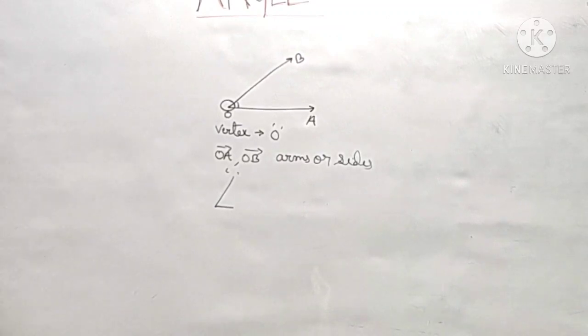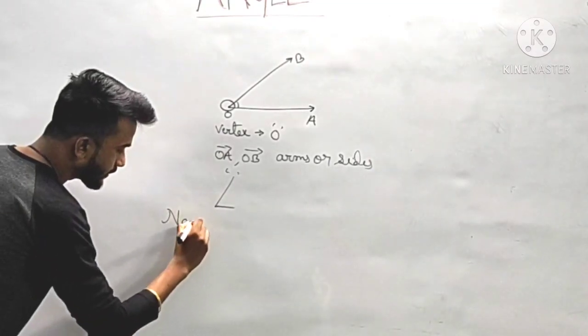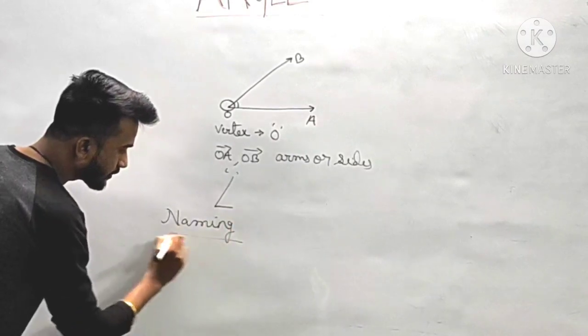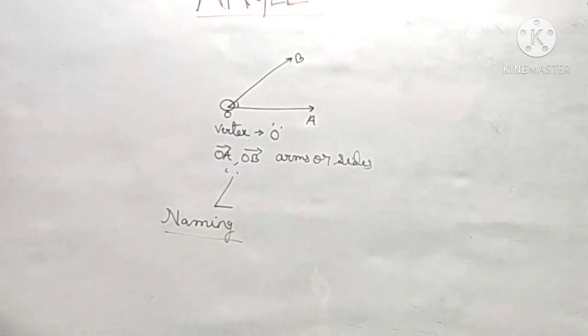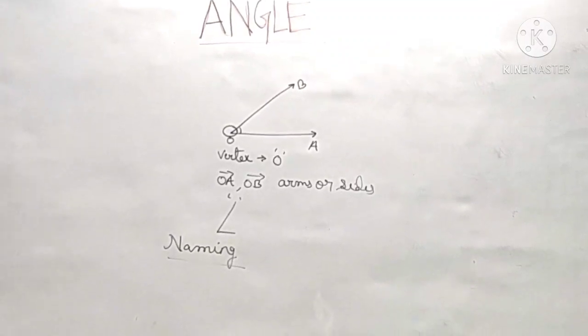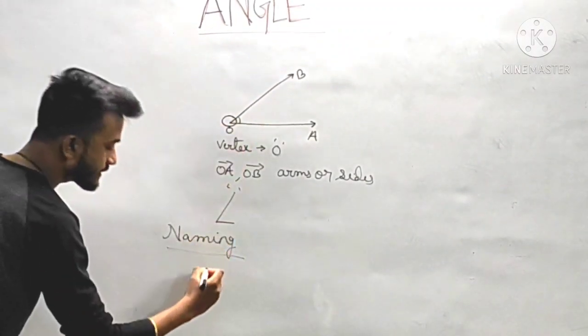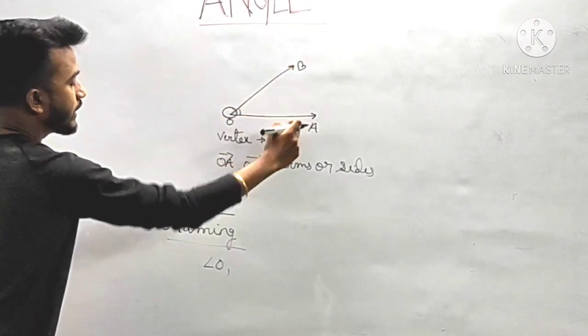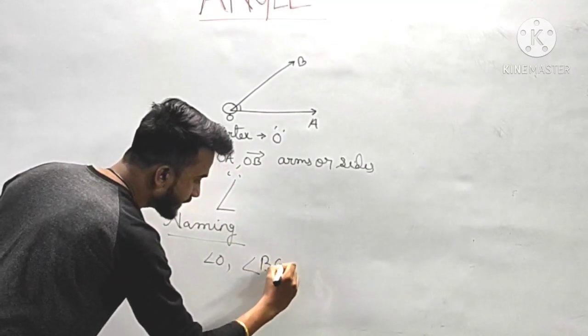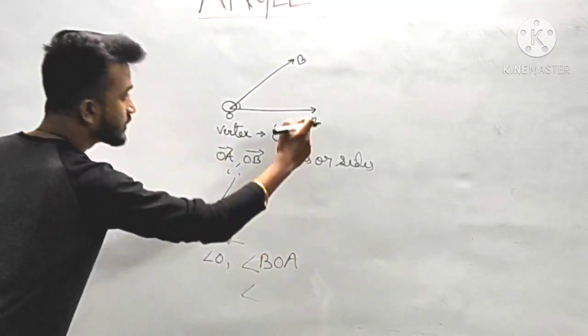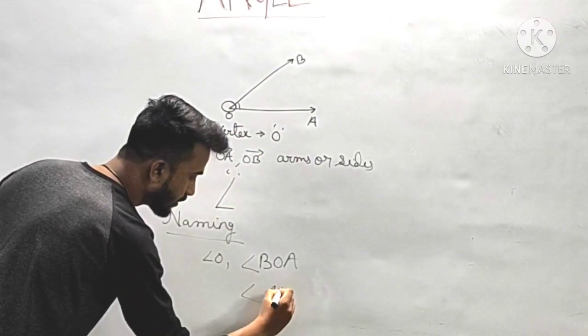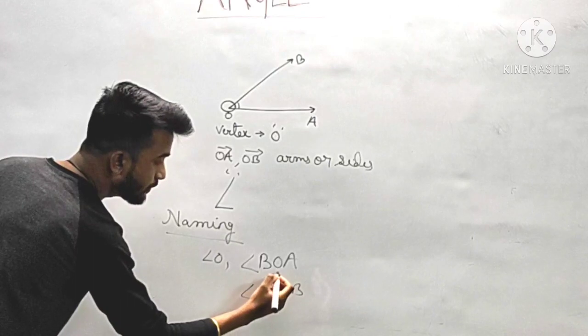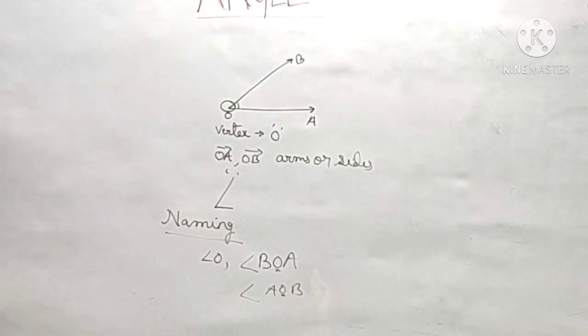Now we are going to learn about naming, how we are going to name the angles. In naming, you have to keep in mind that the vertex should be in the middle. There are a number of ways to do it. This can be called simply angle O, or it can be named using the arms, BOA. We can say BOA, or we can say AOB also. The thing is that the vertex should be in the middle. This is a must. If the vertex is not in the middle, it will be wrong.